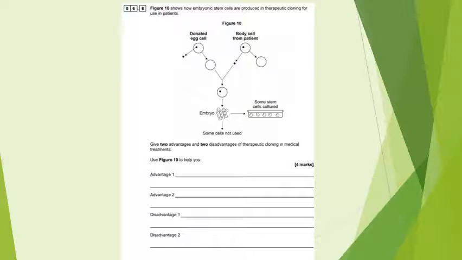Right, here we go then, the last question we're going to have a look at today. So figure 10 shows how embryonic stem cells are produced in therapeutic cloning use in patients. Give 2 advantages and 2 disadvantages for 4 marks. Off you go.